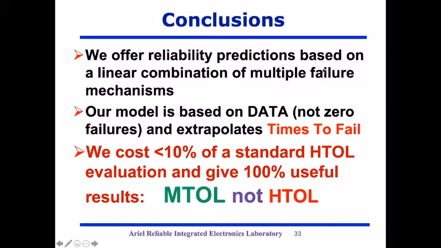We offer reliability predictions based on a linear combination of multiple mechanisms. Our model is based on data, not zero failures, and we actually extrapolate times to fail. And also, we cost a lot less than a standard HTOL, since we're not testing hundreds of parts per 1,000 hours. We get away literally with 4, 6, maybe 12 parts, I guess more than 6 per each lot. And we test them for maybe a couple of 100 hours, 100 or 200 hours each. And we actually get very useful predictions of times to fail, and we can actually give you failure rate predictions too. And if there's a single mechanism, we can even give you Weibull curves.